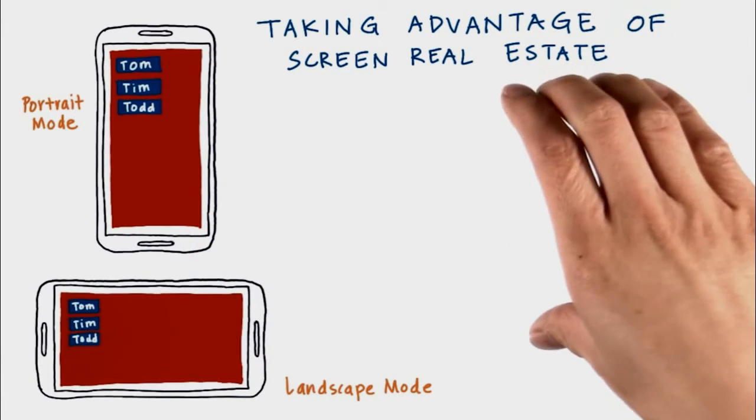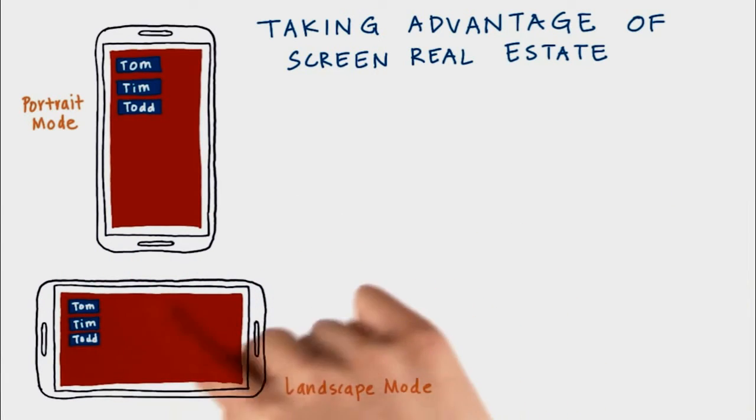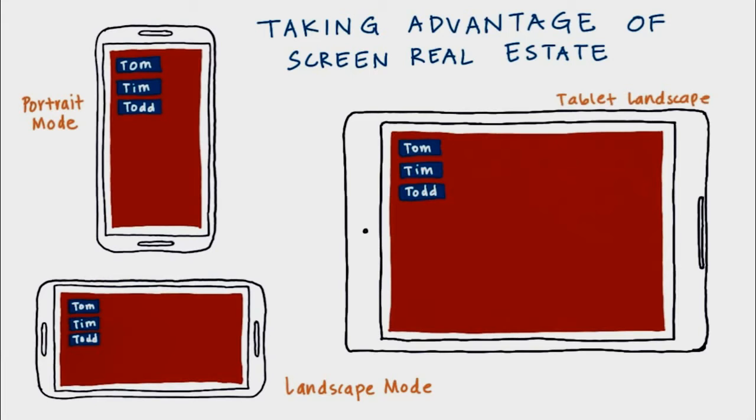Similarly, if we rotate the device to landscape mode, then the text views are in the top left corner and there's all this blank space left. It's even more noticeable on a tablet device where the screen is a lot bigger. We're only using a small amount of the screen real estate and the rest of it is blank.